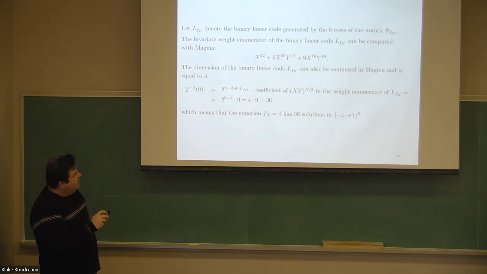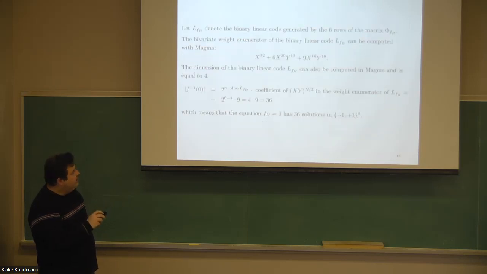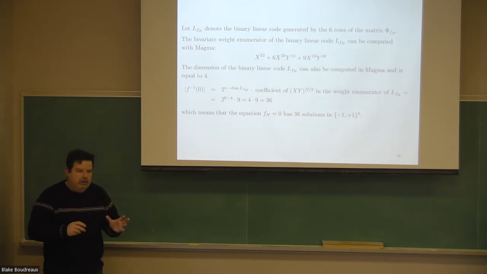So the dimension of the binary linear code can also be computed in Magma. It's equal to 4. Therefore, you use this formula to compute F minus 1 of 0, the number of binary zeros of this function here, which defines the Hadamard matrix, and you get 36. So this equation has 36 solutions, and this is exactly the number that we found in our exhaustive search enumeration.